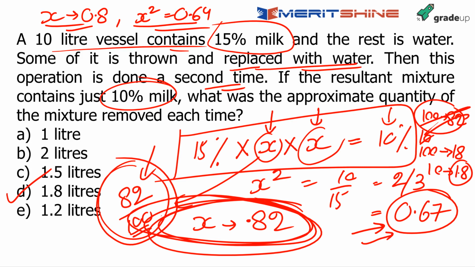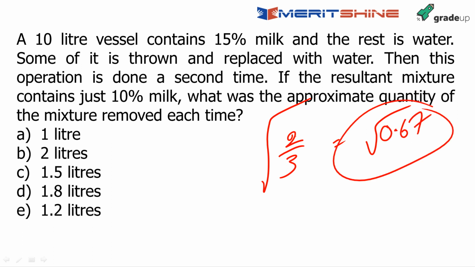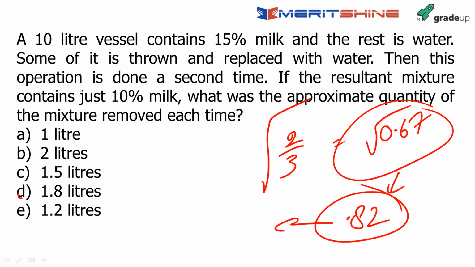You do it as quickly. I mean, there was nothing more to do in this than that. The only thing that you need to realize is that you have to take the root of 2/3. What does the root of 2/3 mean? It's root of 0.67. You realize that it's close to 0.82 mentally, and 0.82 means the answer becomes 1.8.